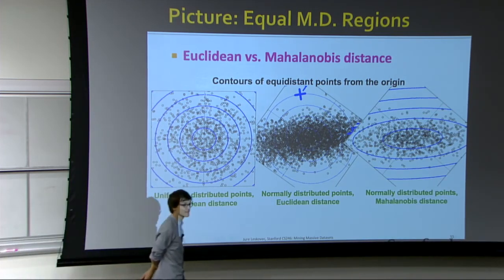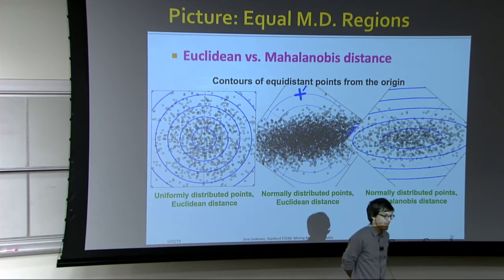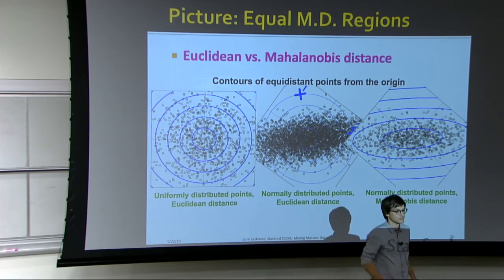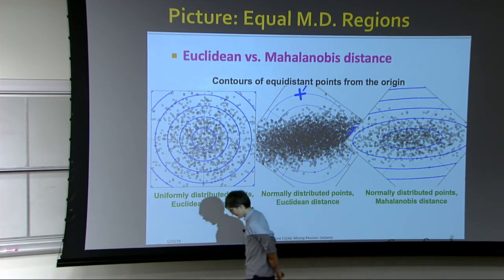Yes? So we're talking about the absolute distribution of points, but we also talked earlier about how, in the case of high dimensionality, most points are really far from each other. So do we still have that nice Gaussian distribution in high dimensions?